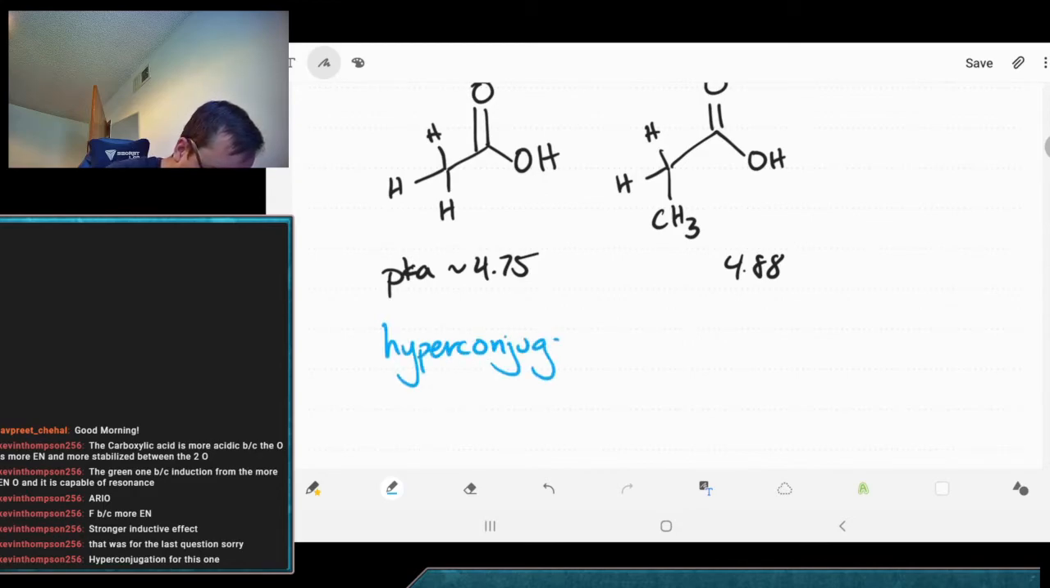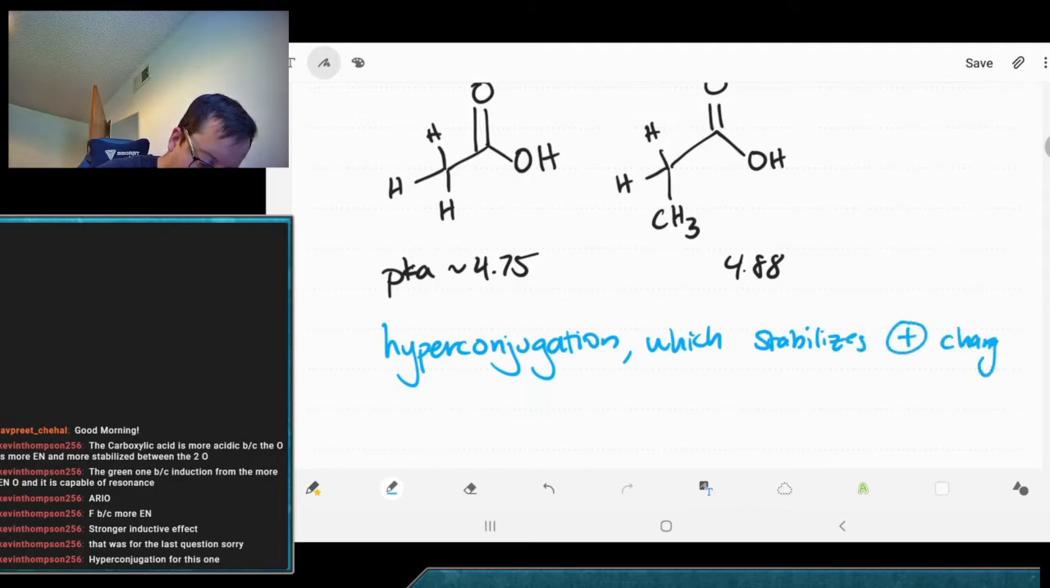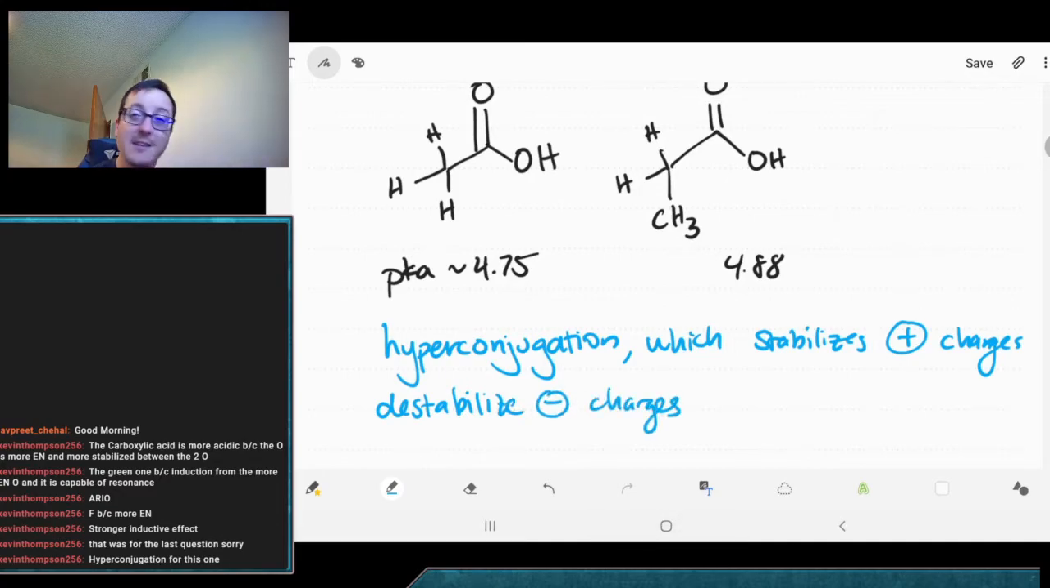Hyperconjugation, which stabilizes positive charge, will destabilize negative charge because it's essentially adding in electron density. The inductive effect we saw before with the halogens was withdrawing electron density.